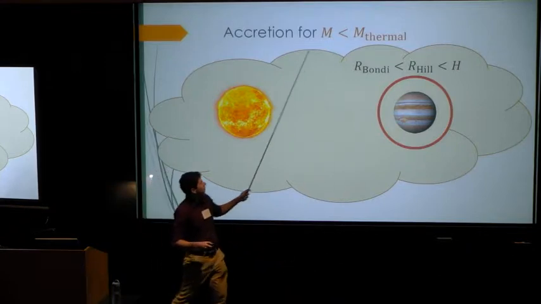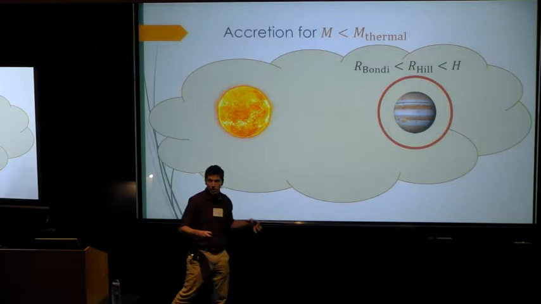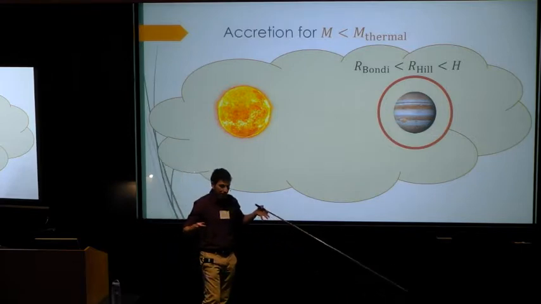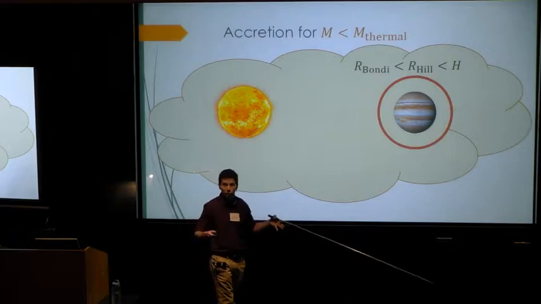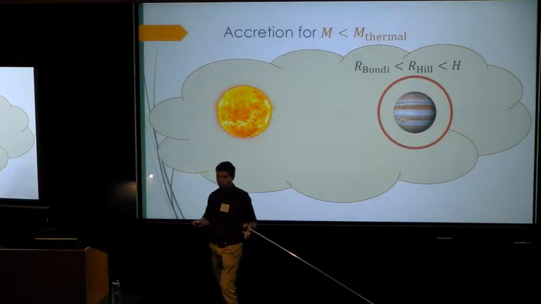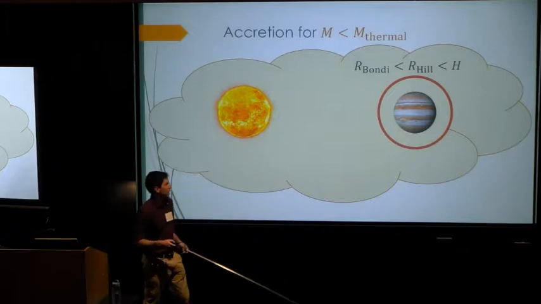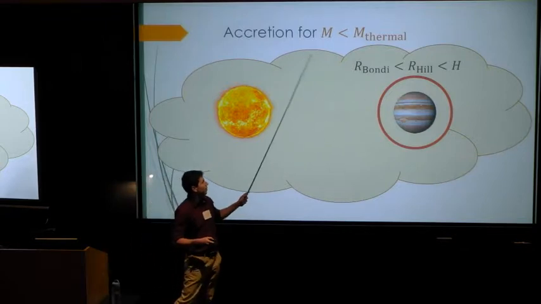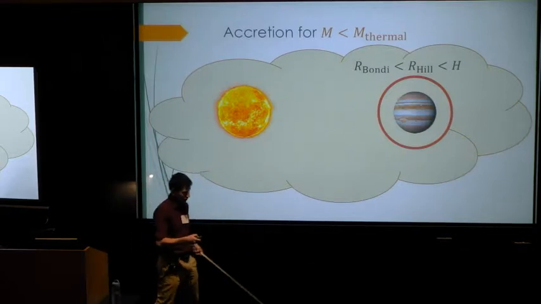So in the sub-thermal regime, an accretion disk does not necessarily form, and the accretion is more or less classical, spherically symmetrical Bondi accretion. And this is very different from the more complex picture that we have for more massive planets. So now we want to understand, or to calculate, how planets accrete gas in this rather simple regime.